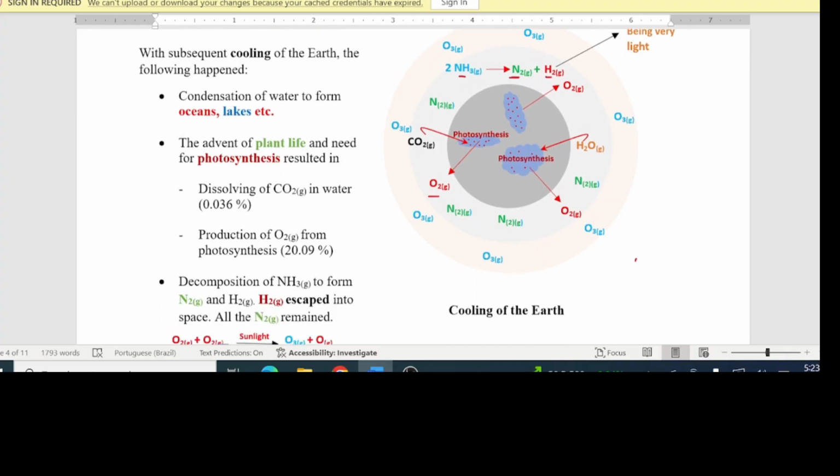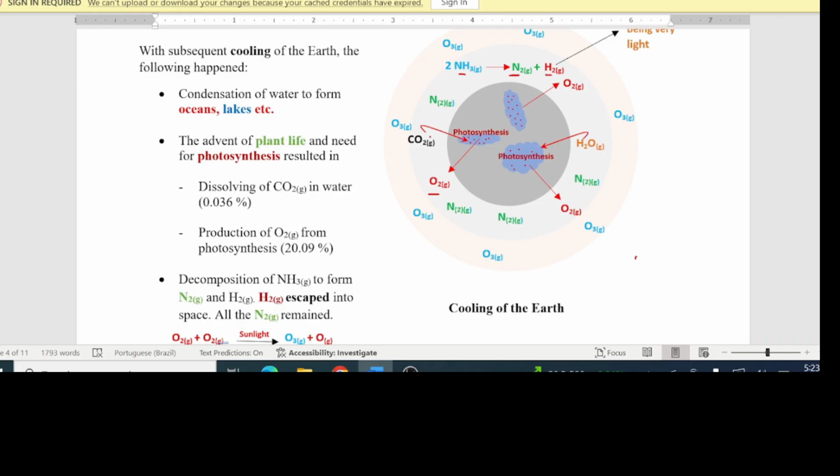Also, with the formation of these bodies of water, it is said that much of the carbon dioxide diffused into them. Secondly, with the advent of plant life and photosynthesis, there's a continuous need for carbon dioxide, and that is why there's always been a constant diffusion of carbon dioxide into these bodies here. As a byproduct of photosynthesis, we all know that oxygen is produced, and that is why they said that oxygen gained ascendance in the atmosphere.